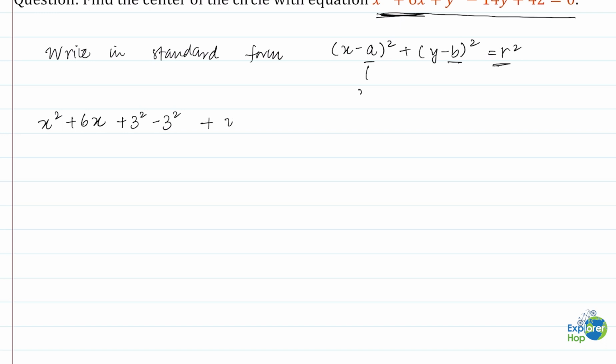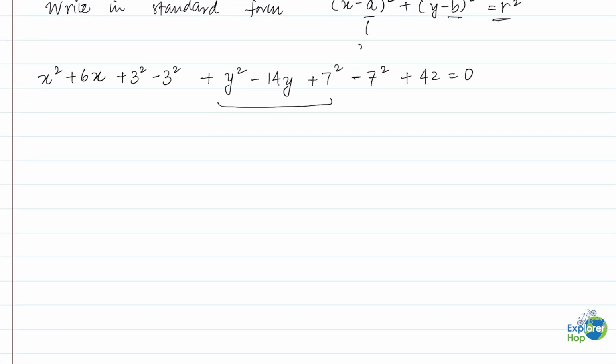For y squared minus 14y, here again we'll need a 7 squared to write this in completed square form. Because we added 7 squared, we need to subtract it as well to keep the equation balanced. And the rest is plus 42 equals 0.